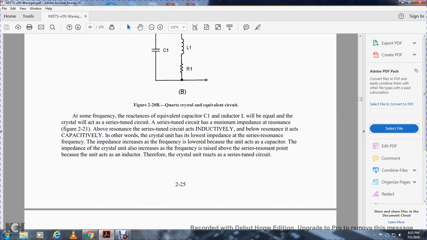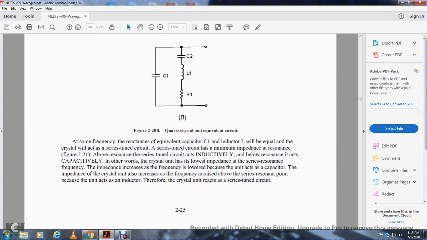Above resonance, the series tuned circuit acts inductively, while below resonance it acts capacitively. In other words, the crystal has low impedance at the series resonance frequency, and the impedance increases as the frequency is lowered because of the action of the capacitor. The impedance of the crystal also increases as the frequency is raised above the series resonant point, because at that point it acts as an inductor. Therefore, the crystal unit reacts as a series tuned circuit.